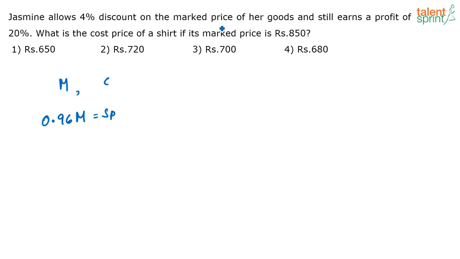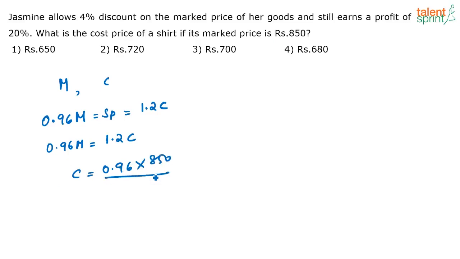Now what is given? When she is doing this, she earns a profit of 20%. I can say this selling price is equal to 1.2 times the cost price, because she is getting a 20% profit. So 0.96 times the marked price is 1.2 times the cost price, and it is given that the marked price is 850. So what is the cost price? The cost price is nothing but 0.96 into 850 divided by 1.2.